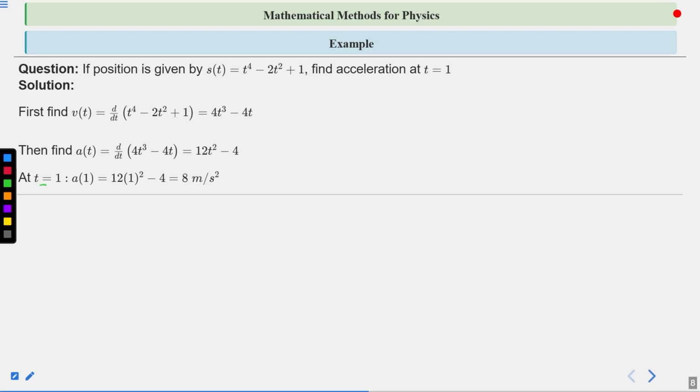So we know at t equal to 1, so substitute the value of t. So a of 1 is equal to 12 times 1 squared minus 4. So 12 minus 4 is equal to 8. And what is the unit of acceleration? Meter per second square. So acceleration becomes 8 meter per second square. Clear? 8 meter per second square.